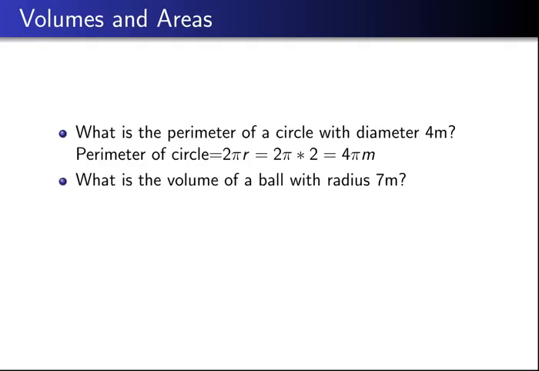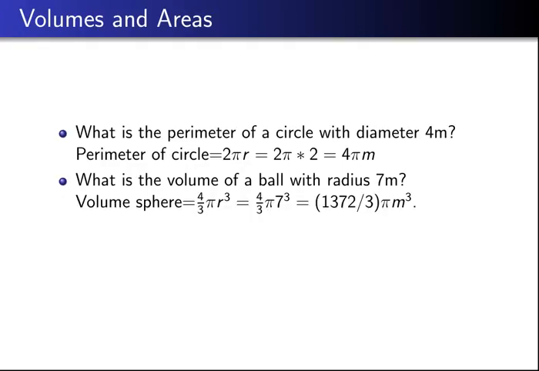What is the volume of a ball with radius 7 meters? Well, the volume of a sphere is equal to 4/3 pi r cubed. And we're given that the radius is equal to 7 meters, so we just plug in 7, and that gives us our answer of 1372 divided by 3 pi meters cubed.